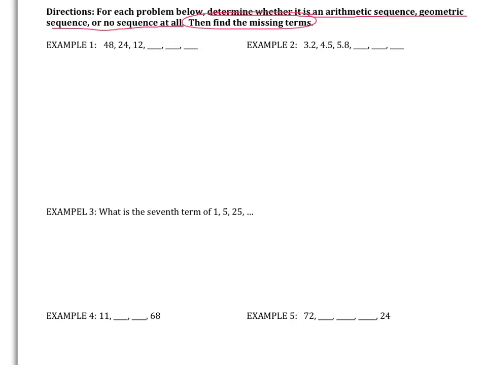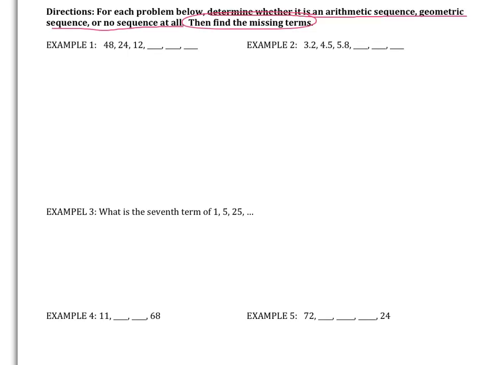Let's do 24 minus 48, and I get negative 48. Now, this is a sequence, meaning that something must be happening between the two of them. So I need to check. I can't just check between the first two. I need to check between the next two.